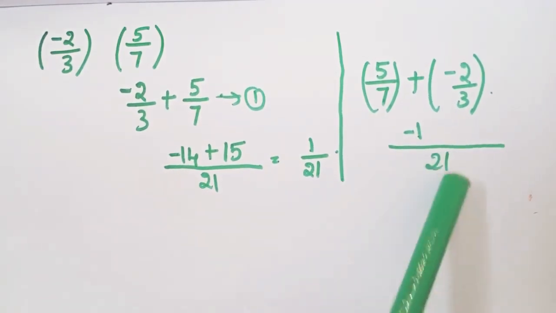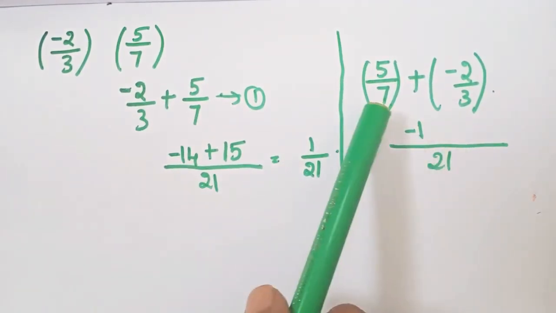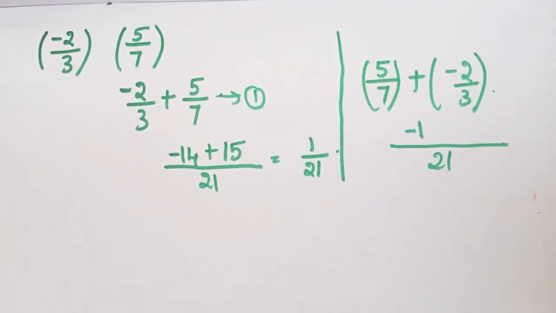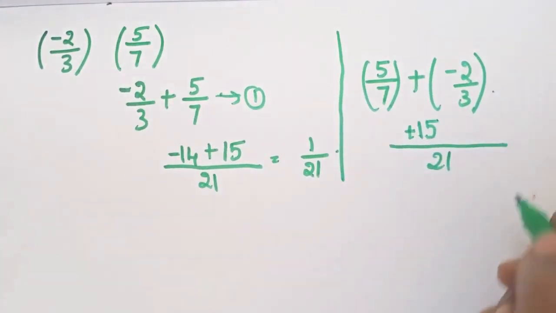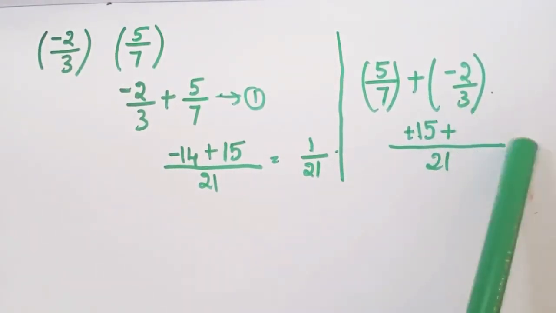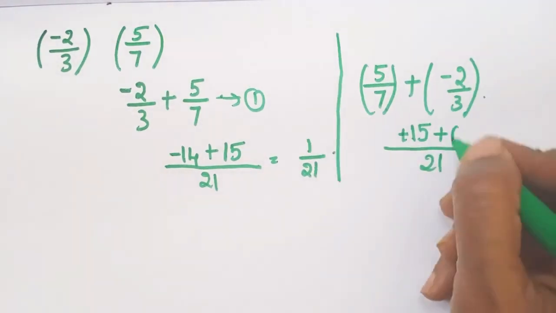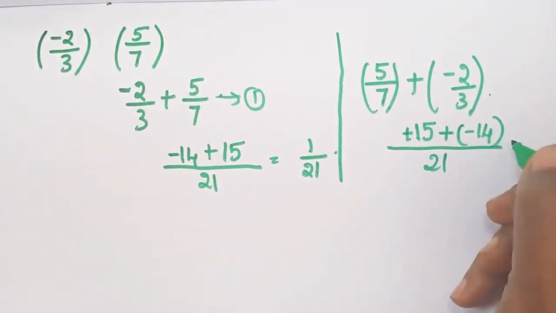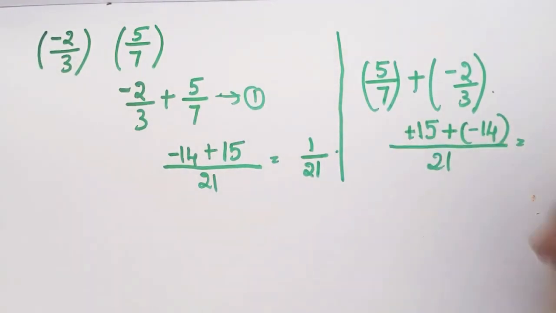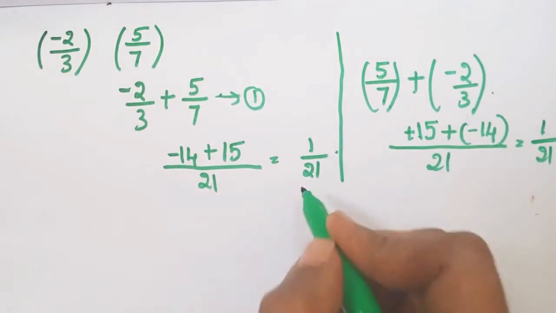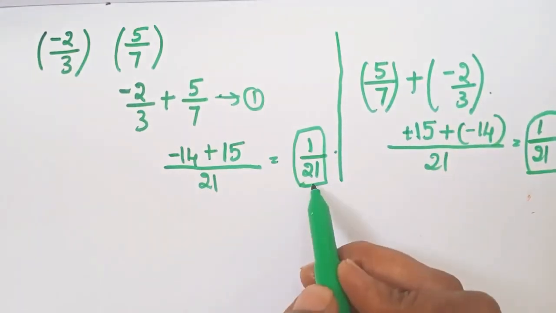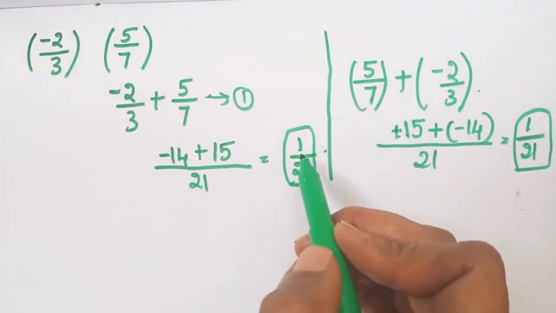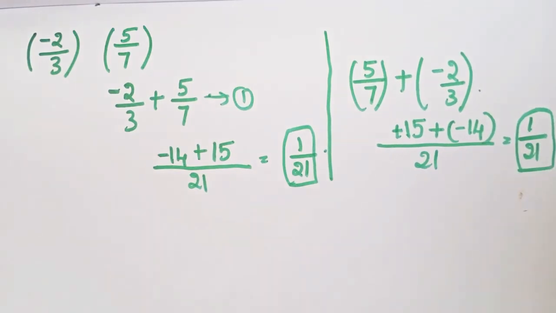if I divide 21 by 7, my quotient will be 3. So as my quotient is 3, 3 into 5, it will be plus 15. Okay, and plus, if I divide 21 by 3, my quotient will be 7. That 7 into -2 gives me -14. So plus 15 minus 14 gives me 1 by 21. Check here. Both my A plus B and B plus A are giving me the same result, that is 1 by 21 and 1 by 21.